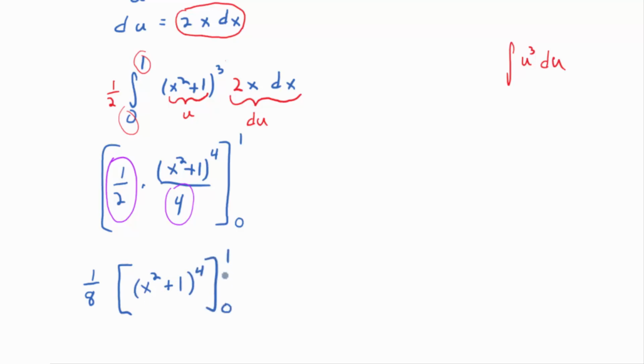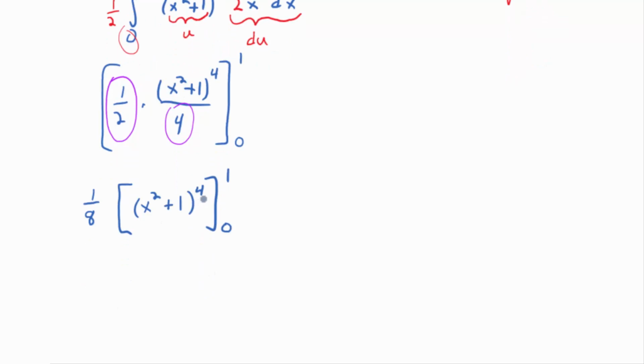The point in doing that is when I evaluate this thing, I don't have to include the 1/8. I just keep that on the outside, and it makes it simpler. Remember, the fundamental theorem says you plug in the upper limit of integration first. So I'm going to leave the 1/8 on the outside. What do I get when I plug a 1 in here for x and add and then take it to the 4th power? 1 squared is 1, plus 1 is 2, to the 4th power is 16.